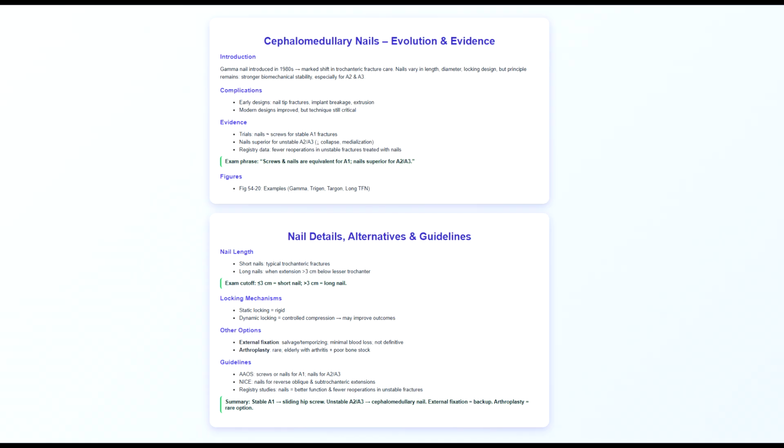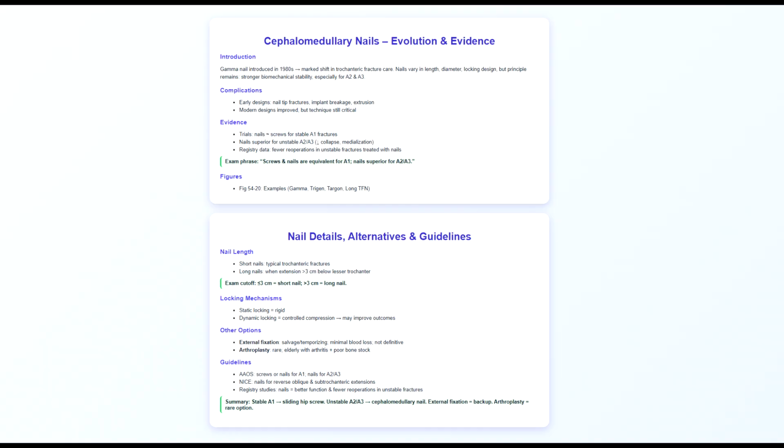Nail length is another exam-relevant detail. All manufacturers produce both short and long nails. In trochanteric fractures, the short nail is generally sufficient, provided the fracture line does not extend more than 3 centimeters below the lesser trochanter. For fractures extending further distally, a long nail is required. For exams, remember this cutoff. Short nails for typical trochanteric fractures, long nails for subtrochanteric extension.